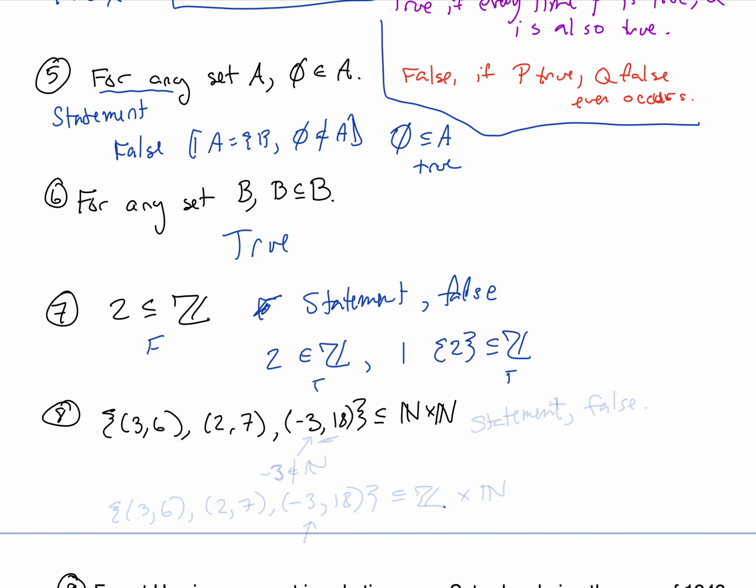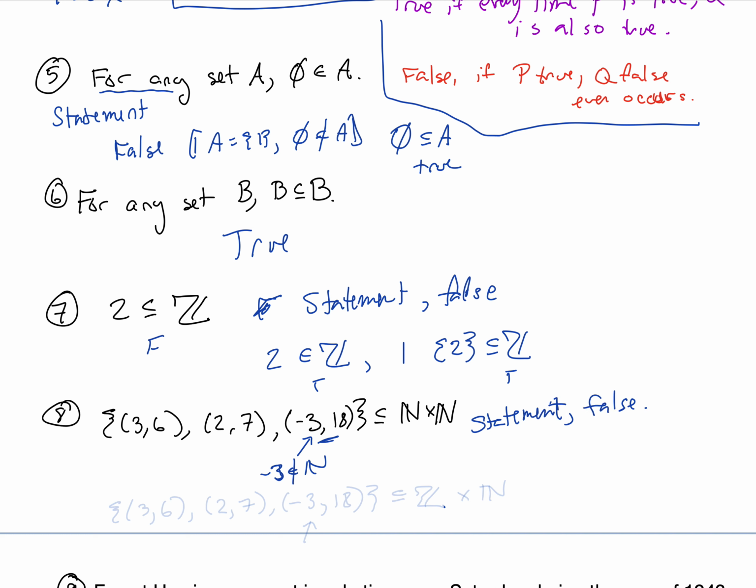8, the set of ordered pairs (3, 6), (2, 7), (-3, 18) is a subset of the natural numbers cross the natural numbers. Well, that's almost true. The only issue is that negative 3 is not an element of the natural numbers. And so this ordered pair is not an element of the natural numbers cross the natural numbers, and therefore this entire set is not a subset of it. So this is a statement, and it is false.